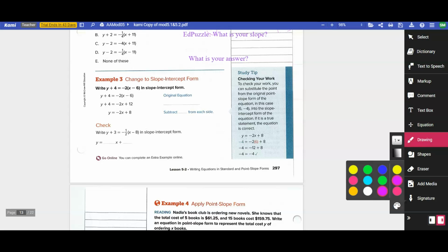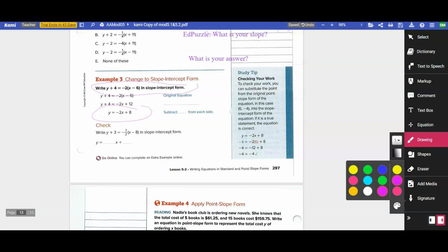Essentially we're going to go one step further. Now they're going to give it to you in point slope form, and they want you to give it to you in slope intercept form, the form that we're used to. Then we're going to make that in standard form. This is going to be mind-boggling. So they're going to give it to you in point slope form, and they want you to simplify it.